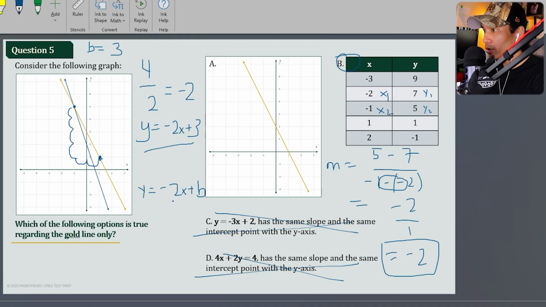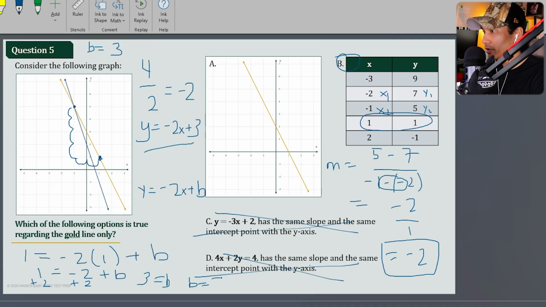And what can I do to find b? Well, I could plug in one of the points. So I'm just going to choose 1 and 1. Okay? So let's just do that right here in the corner. So 1 equals -2 times 1 plus b. And then I have 1 equals -2 plus b. And then I'm just going to add 2 on both sides. And then what is 1 plus 2? That equals 3. And that equals b. And then b equaling 3.